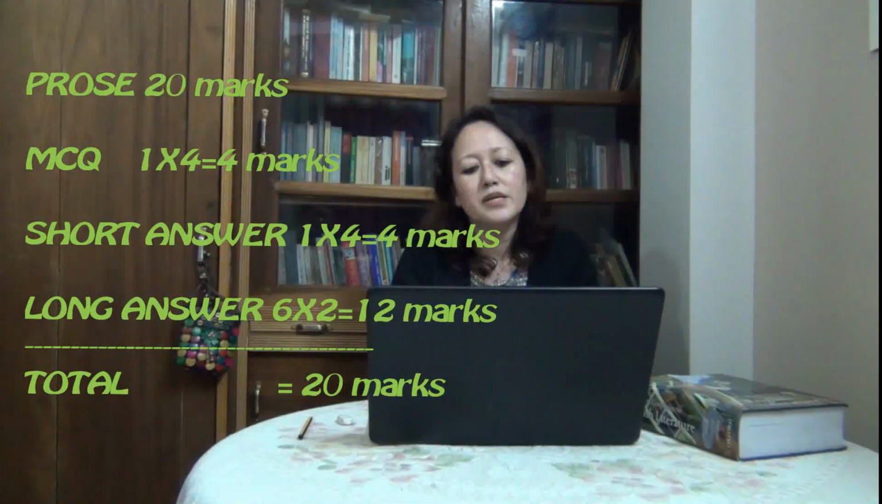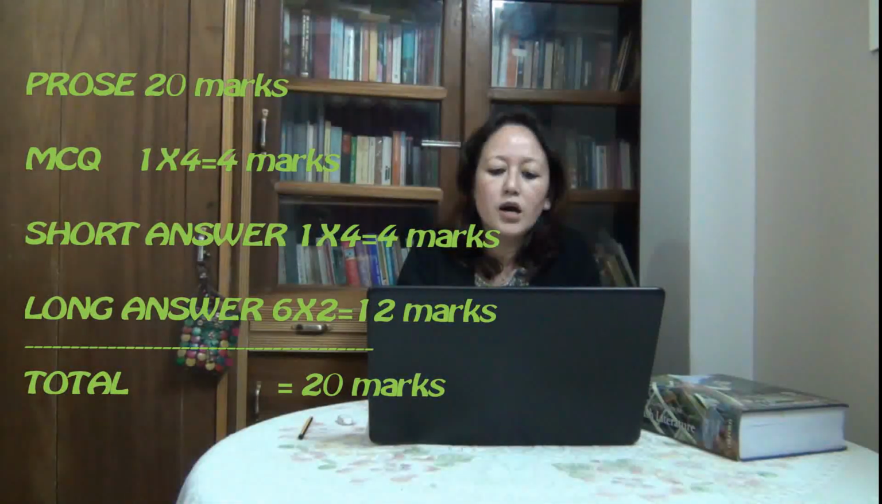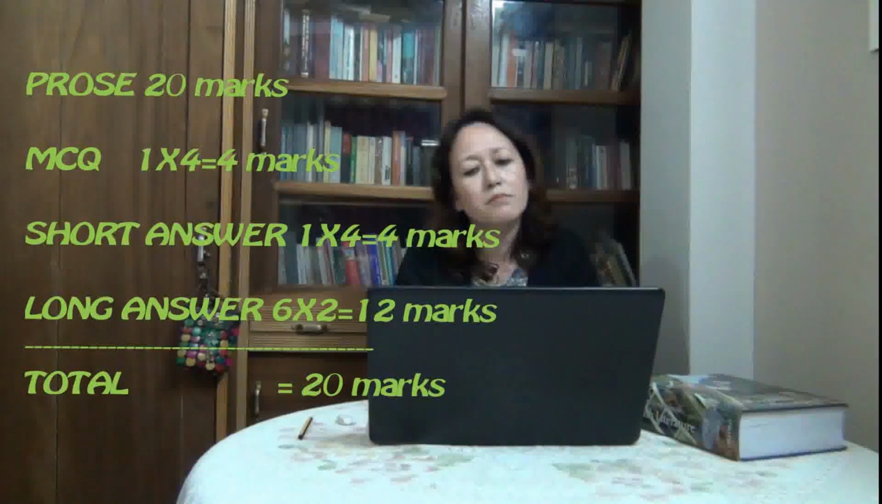Then you will be given 8 short answer type questions, where you'll have to answer the question in a line or two. Short answers but in full sentences. You have to answer 4 questions out of the 8. That again makes up 4 marks. So MCQ 4, short answer questions 4.